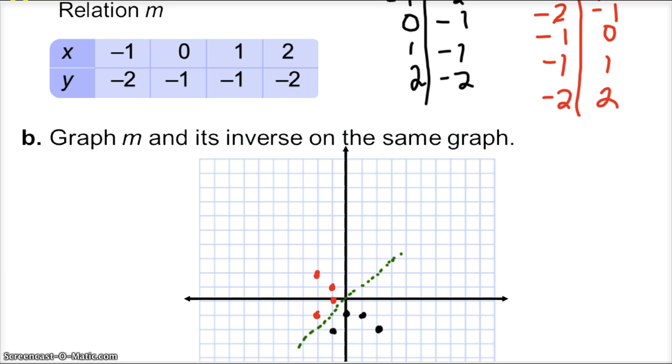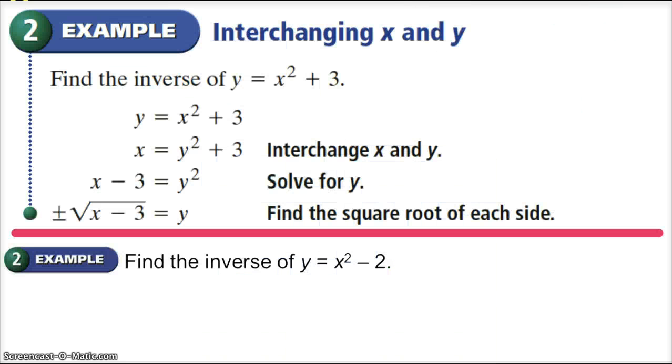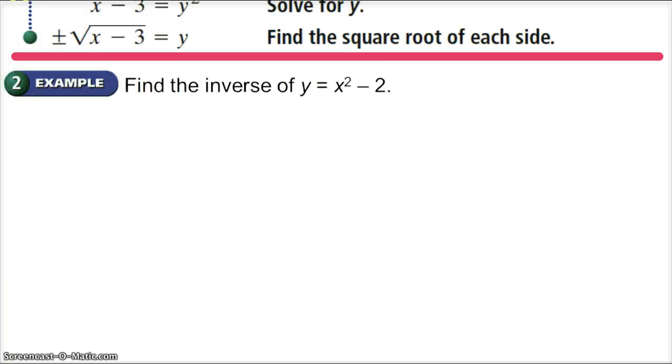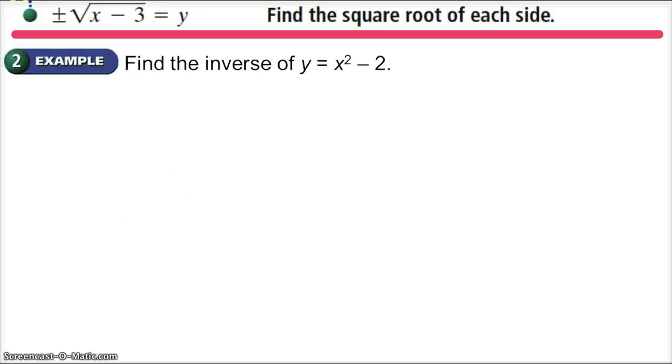All right, example 2, interchanging X and Y. In order to find the inverse, we switch y and x, just the variables, just the letters. We don't change the squaring or anything like that. So y equals x squared plus 3. To find the inverse, x equals y squared plus 3. Very, very easy. Hopefully something you guys will grasp quite quickly.